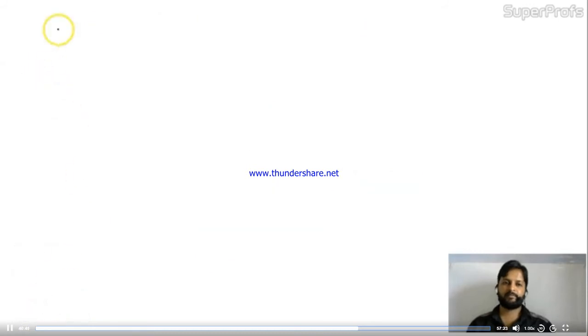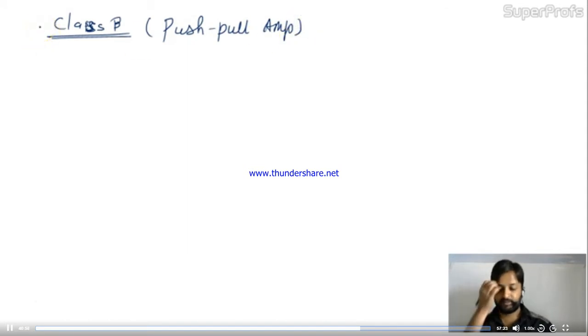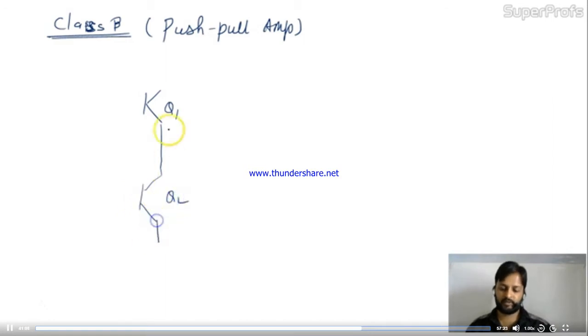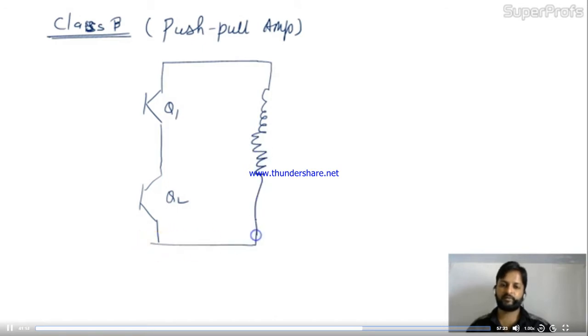So for the class B amplifier, I'll show you the circuit diagram and efficiency. Okay. The push-pull arrangement for this is very famous. Push-pull amplifier, I can say, in the class B. And the push-pull amplifier is using 2 NPN transistors, connected in this way, Q1. Over here it's Q2, they are connected like this. This is the transformer primary. Here the transformer secondary, like this. Here the load is connected.